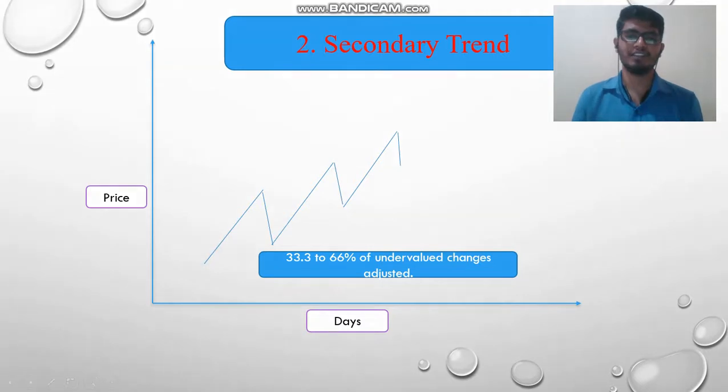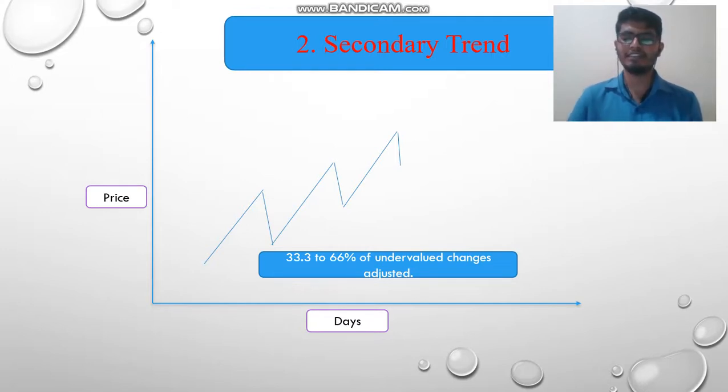So in the secondary trend itself, a bullish type of trend is there and a bearish type of trend is also there. Here you can see the prices of the stock are increasing, and that increase is the effect of adjustment of the undervalued stocks. If the stocks are undervalued, in the next day the stocks will be adjusted. That adjustment will be 33.33 percent to 66.66 percent, so 1/3 or 2/3 of the stock prices may be adjusted.